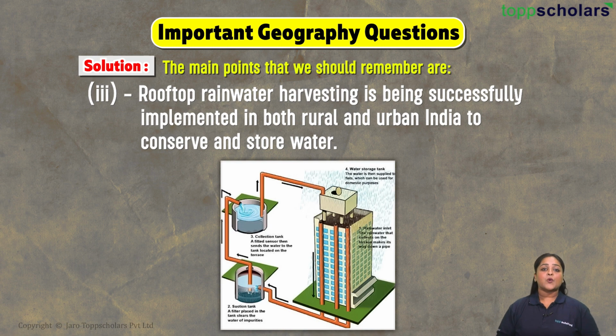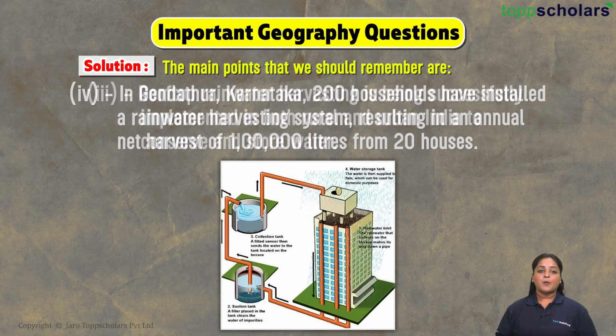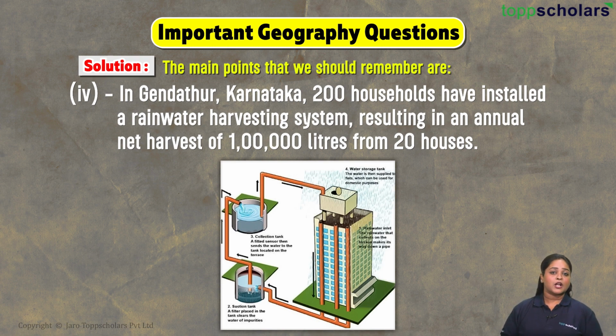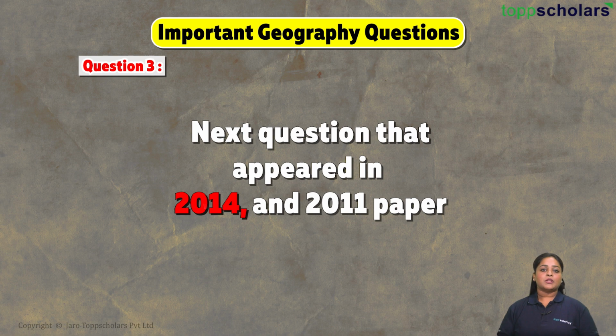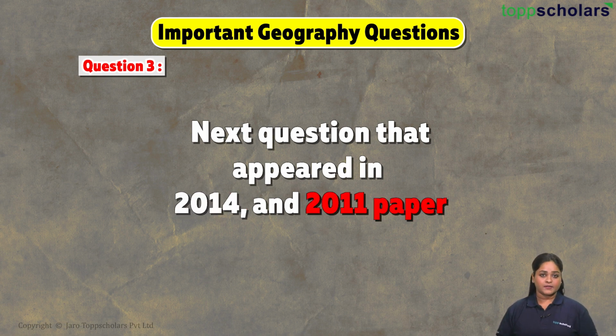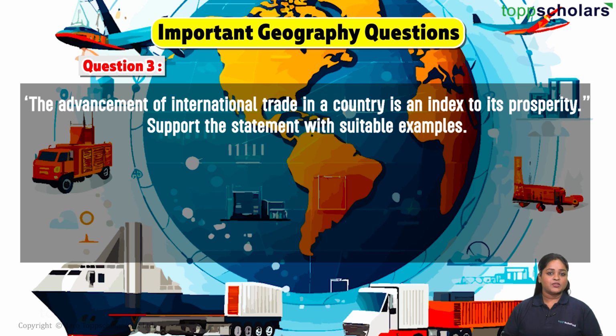Point 3. Rooftop rainwater harvesting is being successfully implemented in both rural and urban India to conserve and store water. Point 4. In Gendathur, Karnataka, 200 households have installed a rainwater harvesting system, resulting in an annual net harvest of 1 lakh liters from 20 houses. Point 5. Bamboo drip is a traditional method used in Meghalaya to transport water from streams and springs using bamboo pipes.